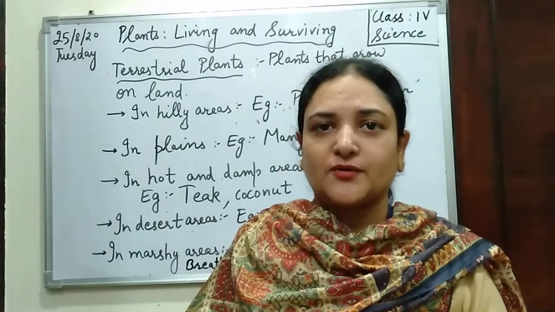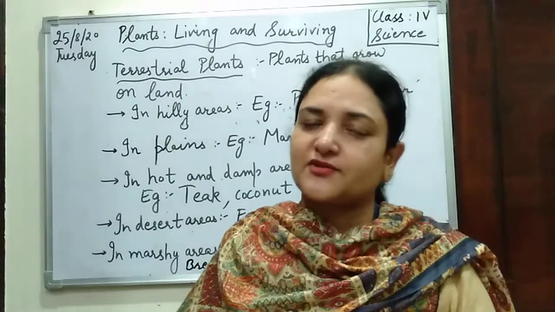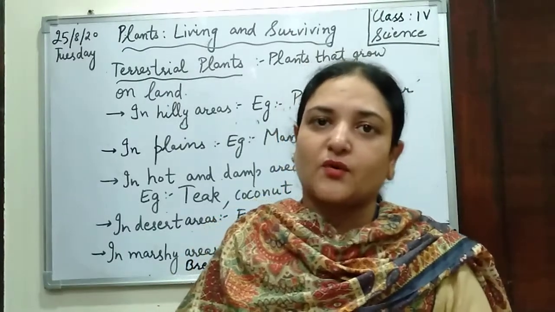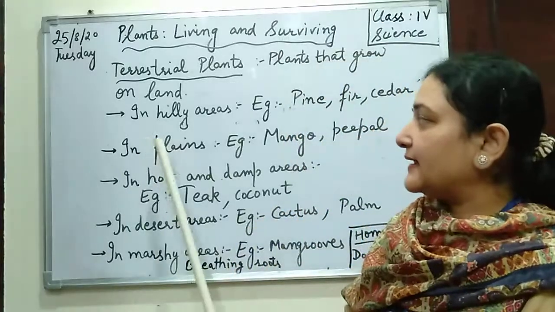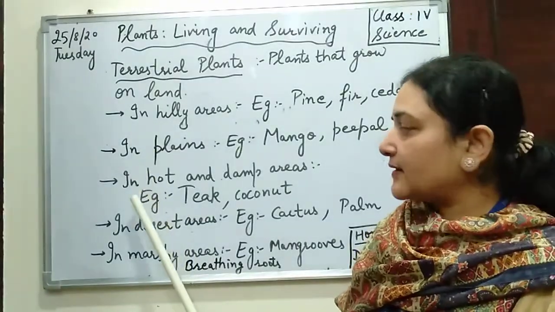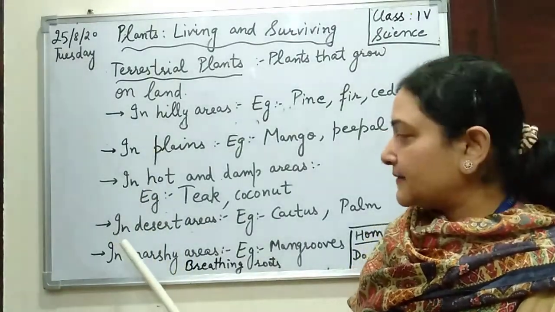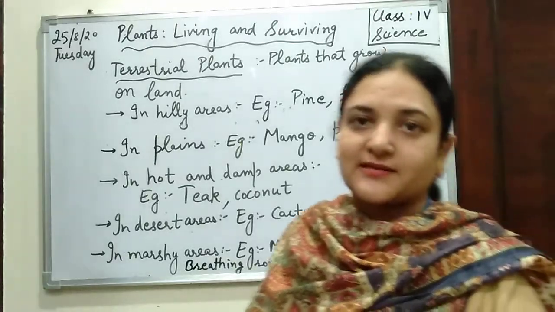I hope it's clear to you now. So what are terrestrial plants? Terrestrial plants are the ones that grow on land, and we have learned the categories, that is in hilly areas, in plains, in hot and damp areas, in desert areas, and in marshy areas, right?